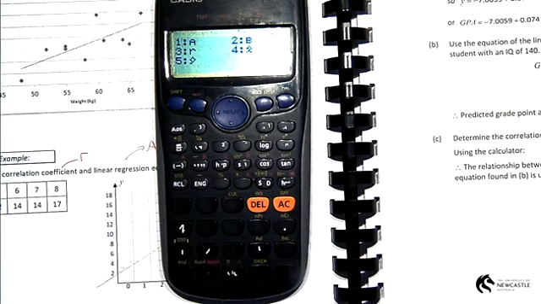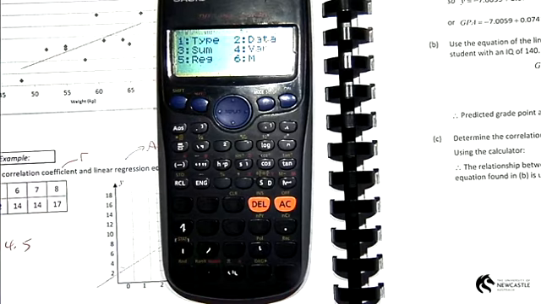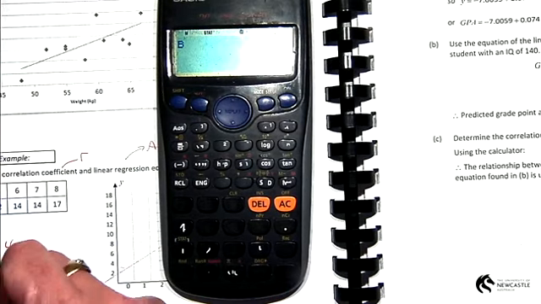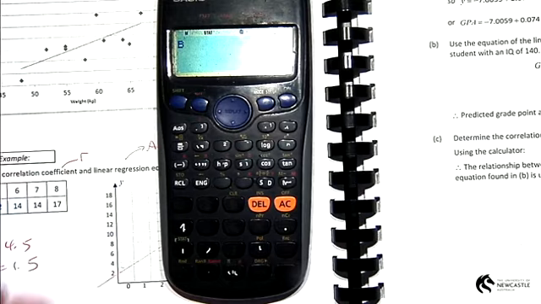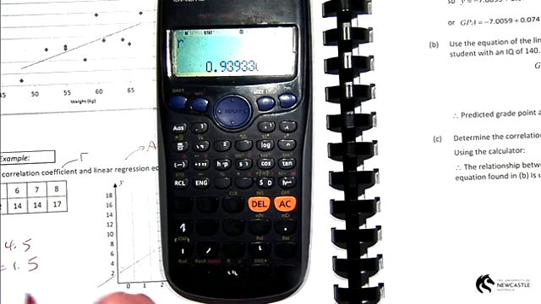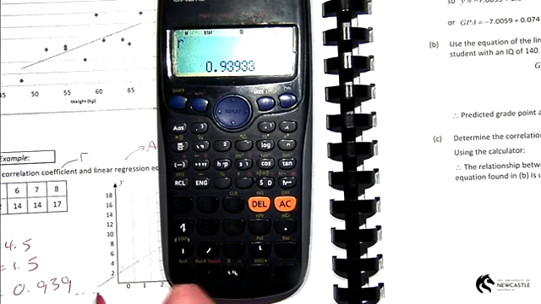The X with the cap on it, the Y with the cap on it, we don't care. But that's all I want from this. If I press 1 for A equals 4.5. I'll go back into shift 1, regression, 2 for B equals 1.5, shift stat, regression, 3 for R equals 0.939.